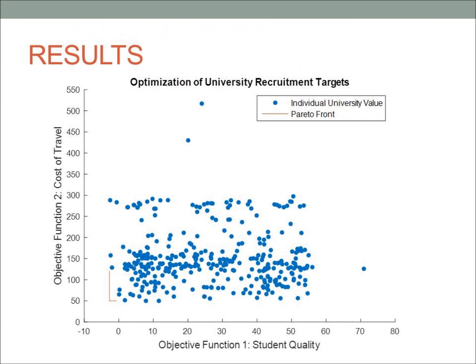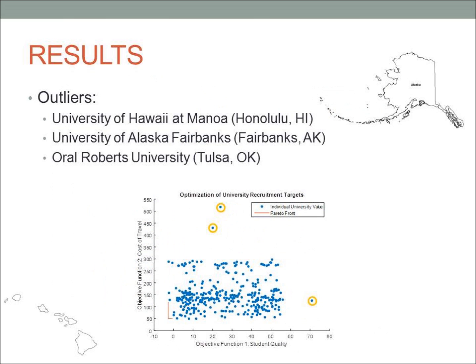These are the results. You can see that the Pareto front is plotted in orange with the individual university values plotted as blue dots. In order to get a sense of the data, I looked at the three outliers. The outliers include the University of Hawaii at Manoa, University of Alaska Fairbanks, and Oral Roberts University. This makes sense because of the far distance between Chicago with Hawaii and Alaska, and Oral Roberts University ranked the lowest among the engineering schools.